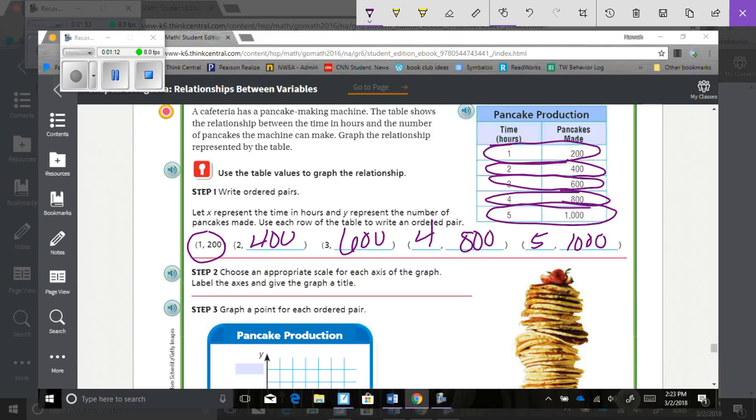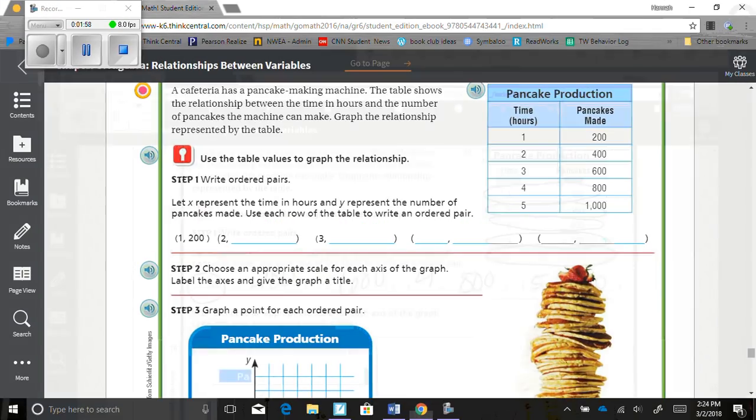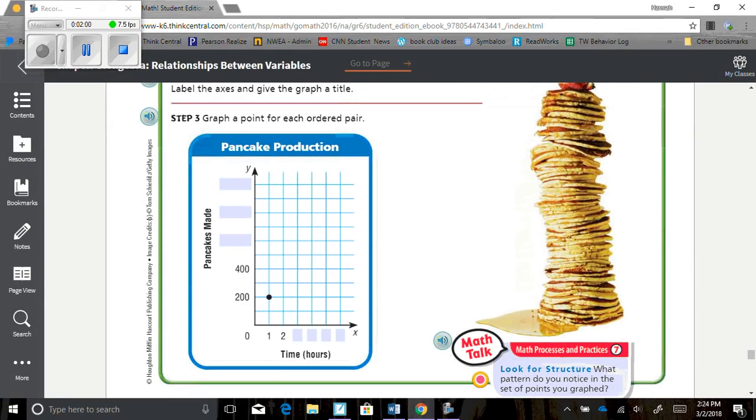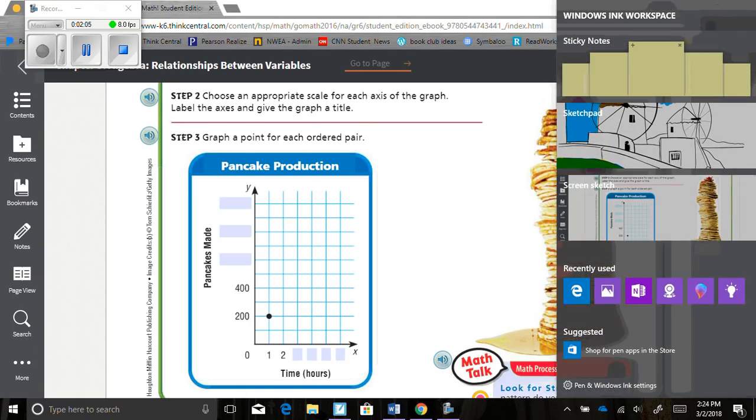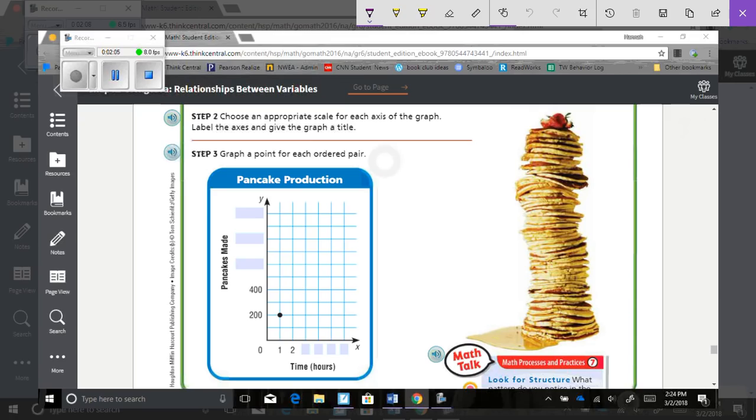Step 2. Choose an appropriate scale for each axis of the graph. Label the axes and give the graph a title. So it gave the graph a title right here. That's your title. And then it says choose an appropriate scale for each axis of the graph. So down here, for the time in hours, they did the scale just by 1. So 1, 2, and we're going to continue with 3, 4, 5, 6.